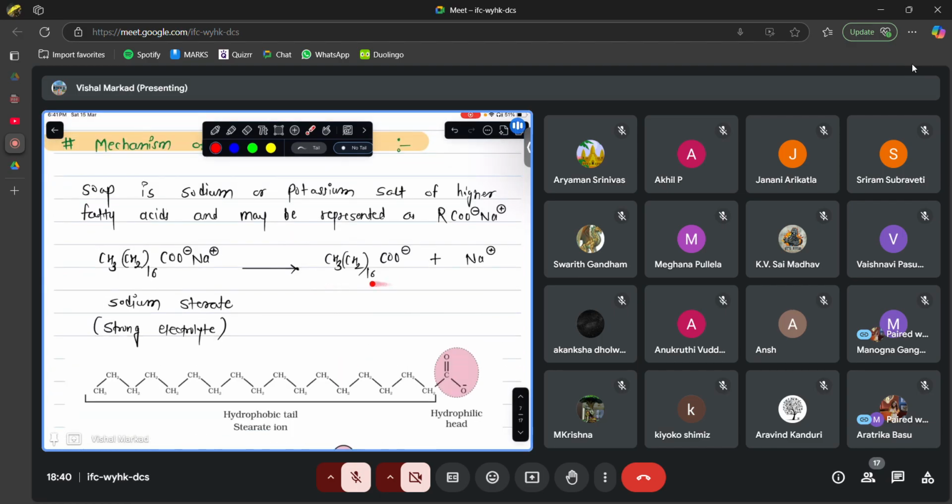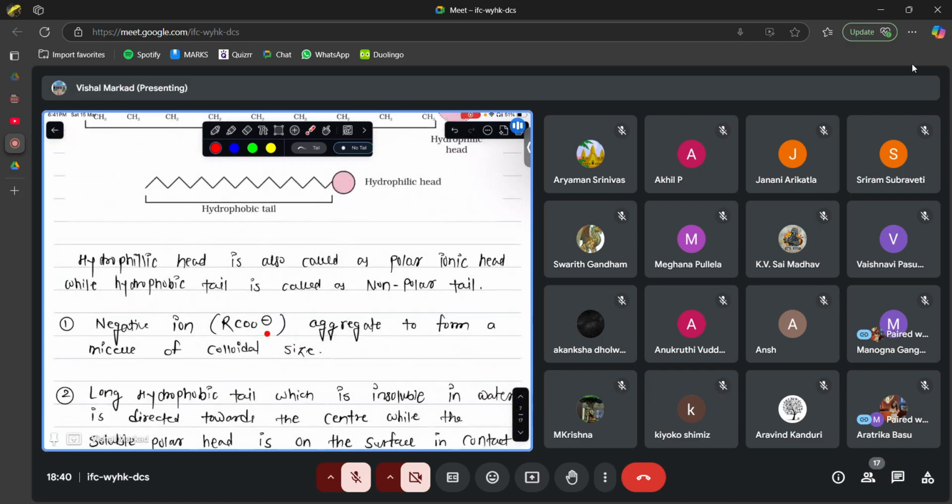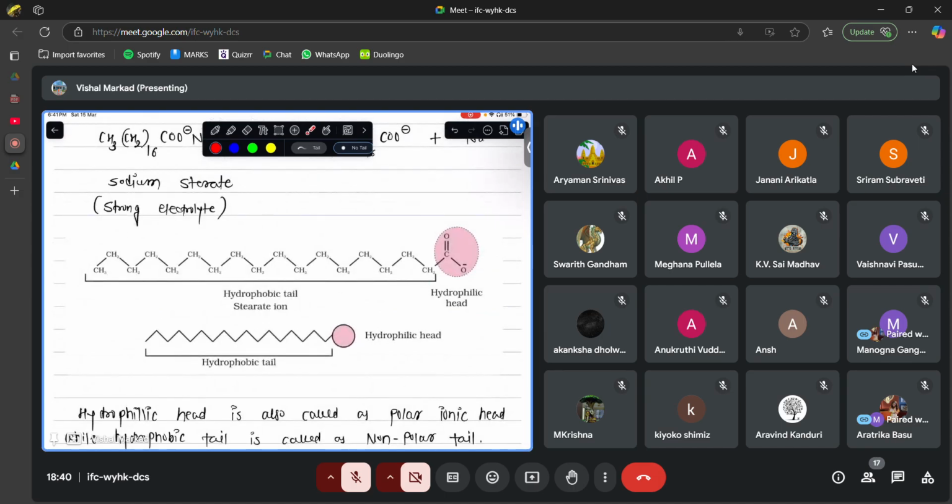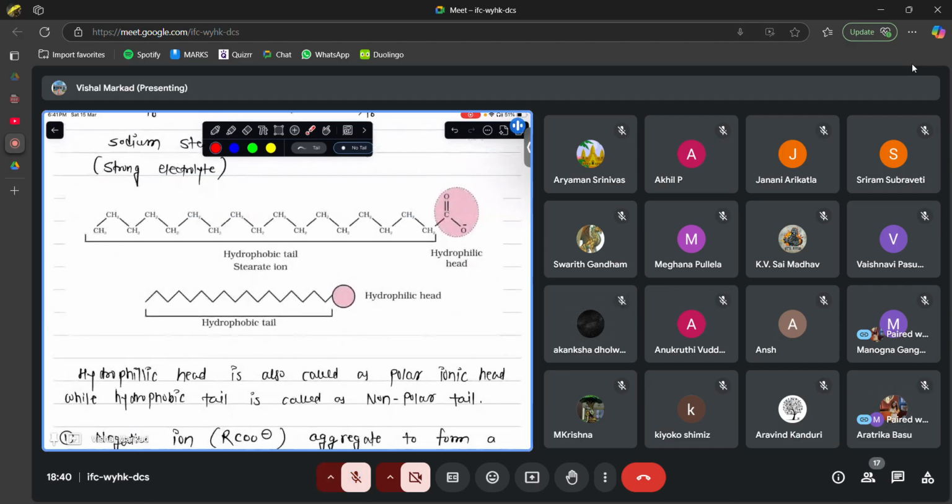We'll talk only about this part. The negative ion, that is RC double bond O minus: many molecules will aggregate to form micelles of colloidal size. Many molecules will combine, and when they combine, their particle size will be in the colloidal range, so they will form colloids. Now you tell me, from this part, which one is soluble in water? Hydrophilic. The polar part. Hydrophilic is soluble and hydrophobic is insoluble.